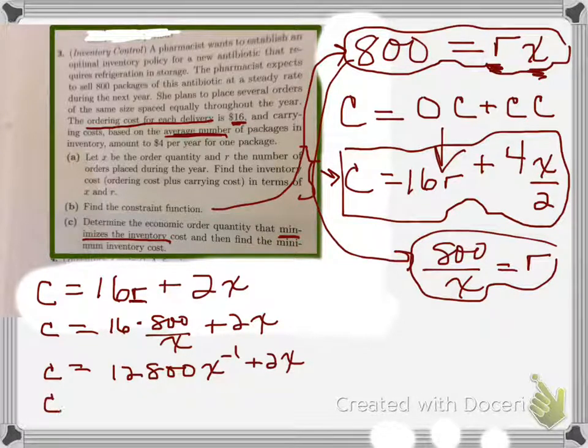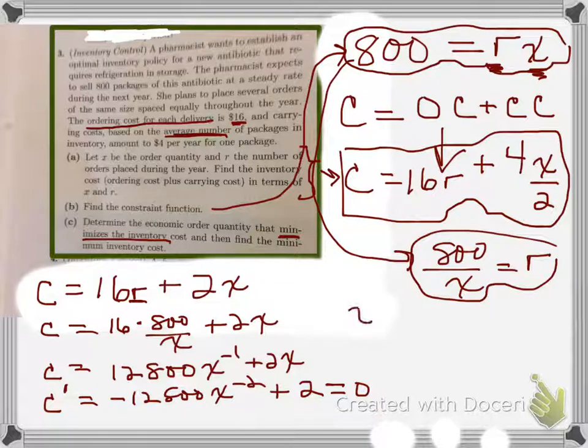Now take your first derivative, because remember we're going to optimize this. So you get -12,800 X to the -2 plus 2. Set that equal to 0, and what you end up getting is that your X is going to equal 80. That makes your R, putting it back into the constraint, equal 10.